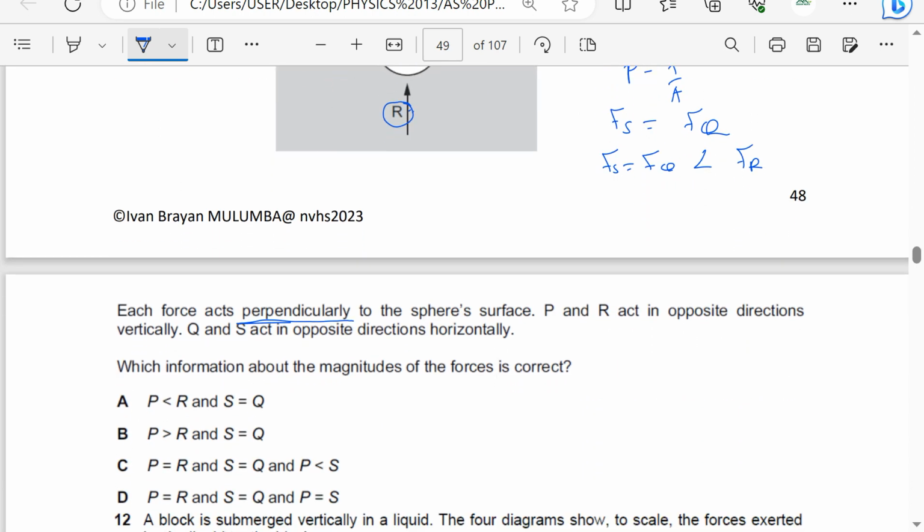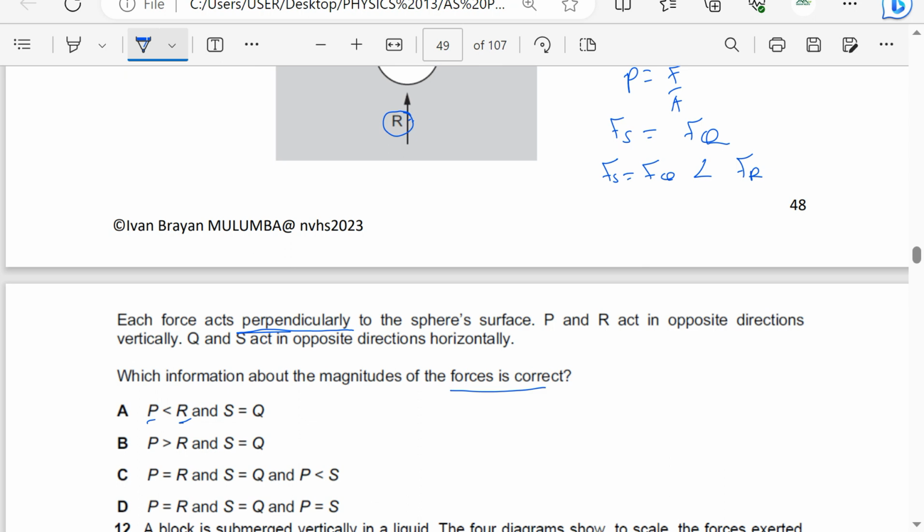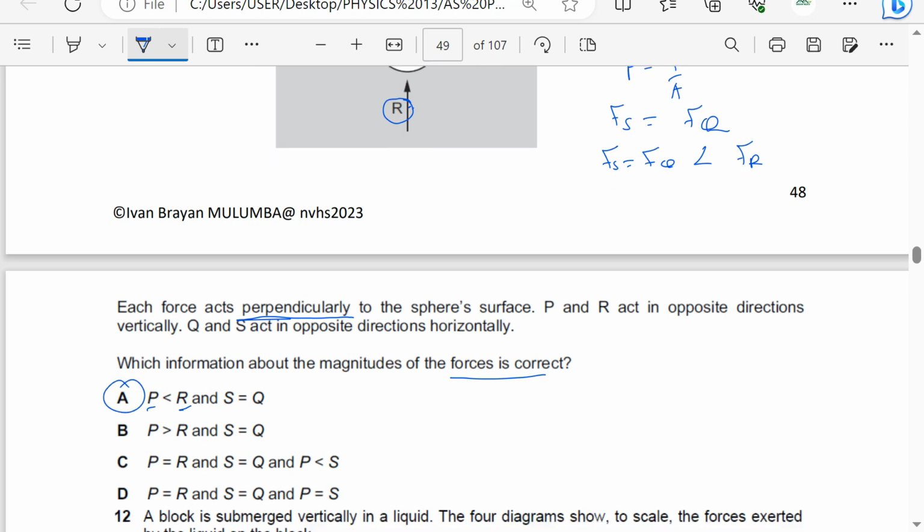So let's see what is there. Which information about the magnitude of the forces is correct? P is less than R. That is very true. P is at the top. The pressure increases with depth, so the pressure at the bottom is greater than the pressure at the top, meaning the force at the bottom is greater than the force at the top. I think I mentioned that S and Q are equal because they are on the same level. So the answer is automatically going to be A. I will not check the rest.